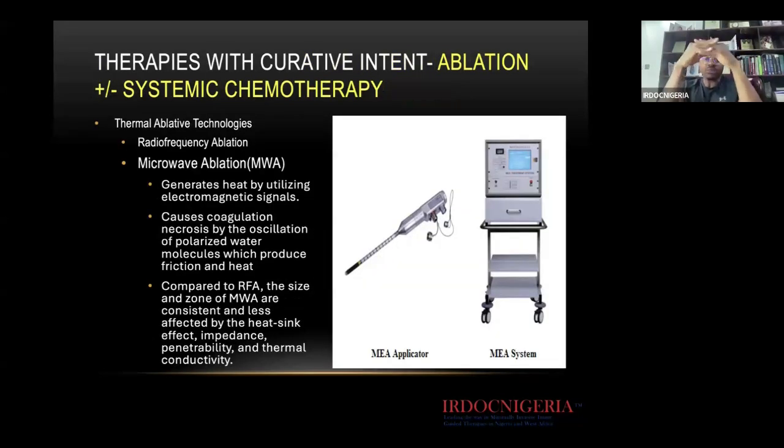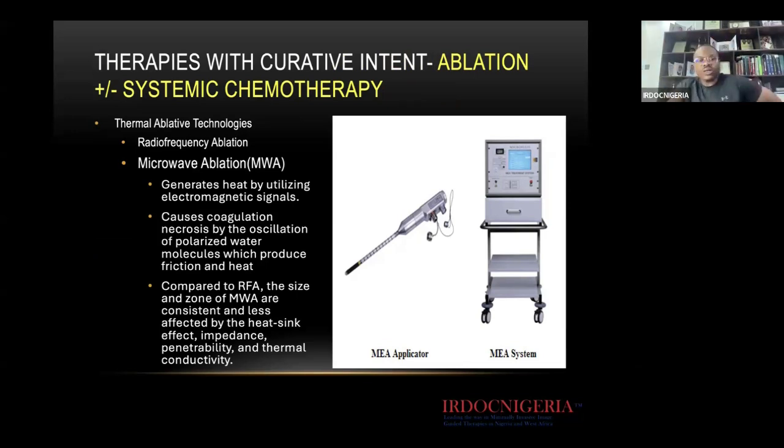We also have adjunctive therapies, typically with ablation, though the ablation therapy that was common before was radiofrequency ablation. But we have moved on from radiofrequency ablation now because it was quite clunky to do. Now we do something called microwave ablation, which is also available here in Nigeria. And what microwave ablation does is generate heat by utilizing electromagnetic signals.